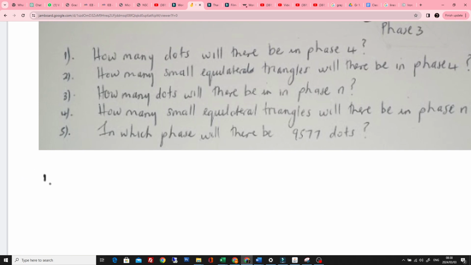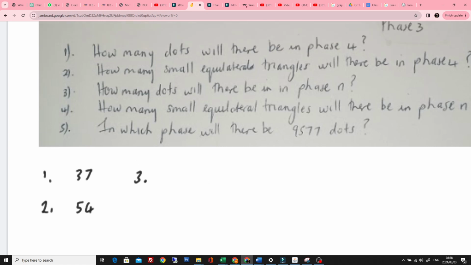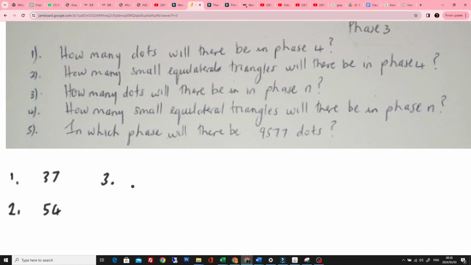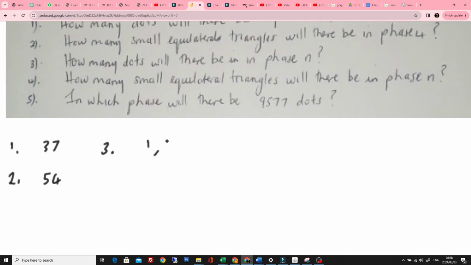So question 1, I can answer the amount of dots would be 37. Question 2, I can answer the amount of small triangles would be 54. Question 3, how many dots would be in phase N? So in other words, it's asking for a general formula, and I can say, oh, that was 1 dot, then what was it? 6 dots, 24 dots, 37.